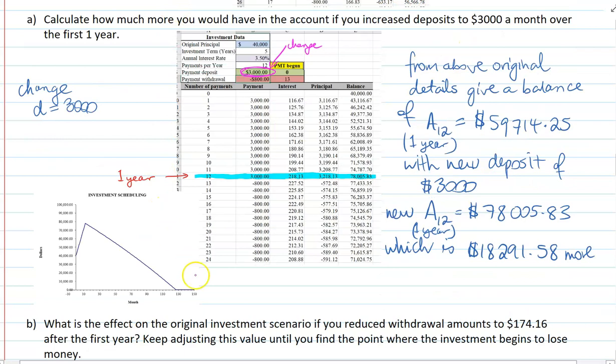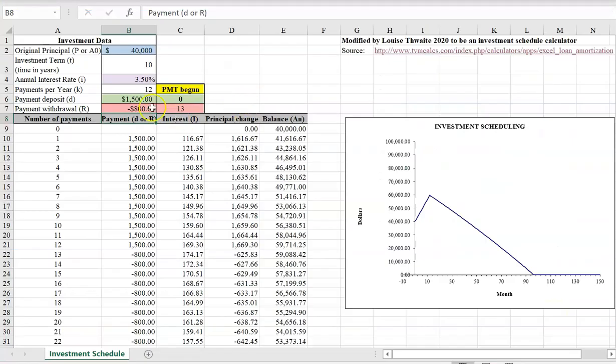Moving on to part B, what is the effect on the original investment scenario if we reduce the withdrawal amounts to $174.16 after the first year? And it says to keep adjusting this value until you find the point where the investment begins to lose money. So this is a very specific amount. So let's see what happens when we pop it in. Okay, so changing it back to the original deposit amount and then changing our withdrawal amount to $174.16.